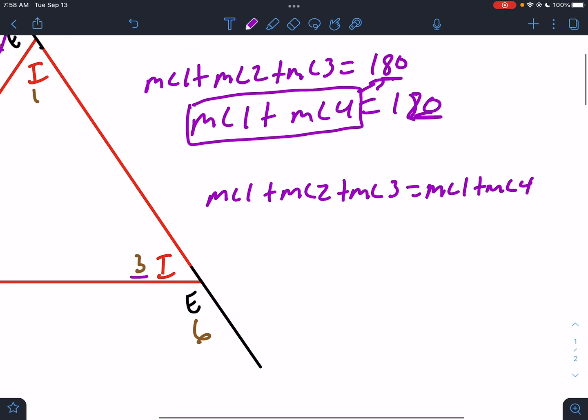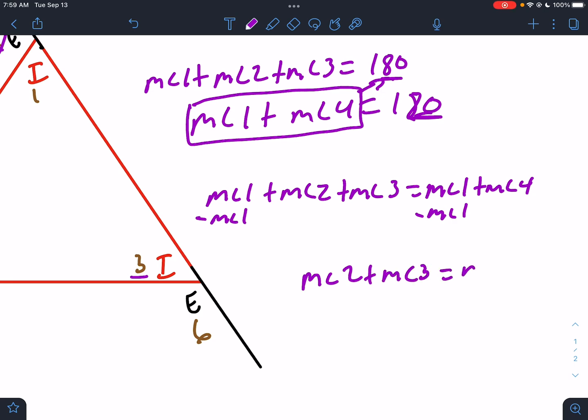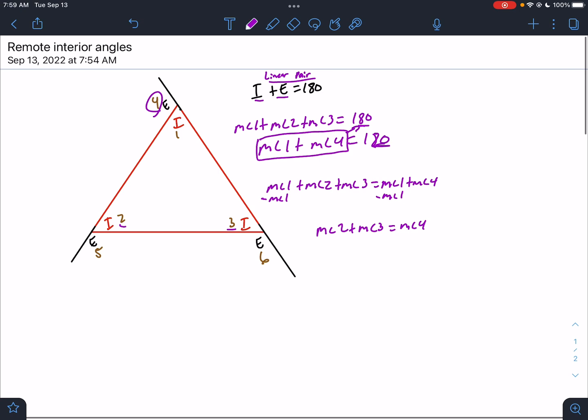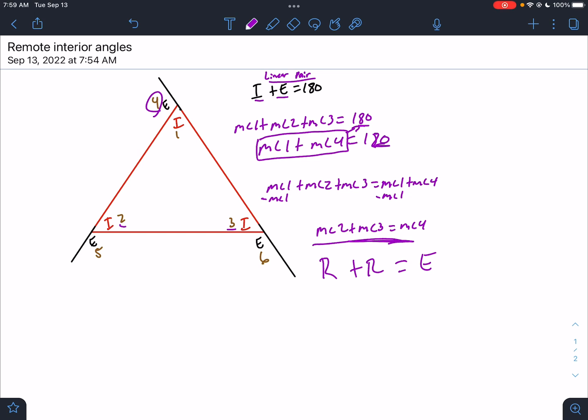All right, well, if that's true, can I just eliminate or subtract the measure of angle 1 from both sides? Yeah, and what I get is the measure of angle 2 plus the measure of angle 3 equals the measure of angle 4. Woo! And that's our whole theorem here. And we're going to call those remotes. And the basic property is that remote interior angle plus remote interior angle equals the exterior angle. That's the rule. Remote plus remote has to equal E.